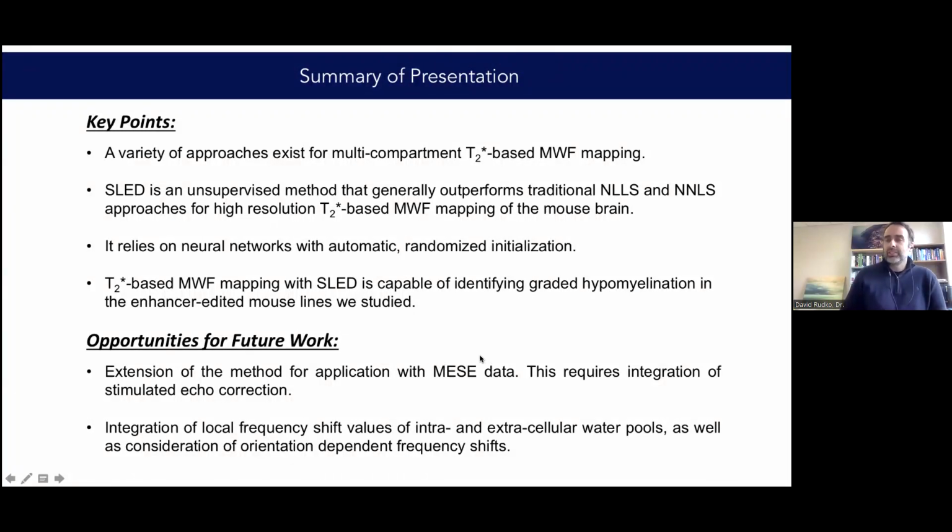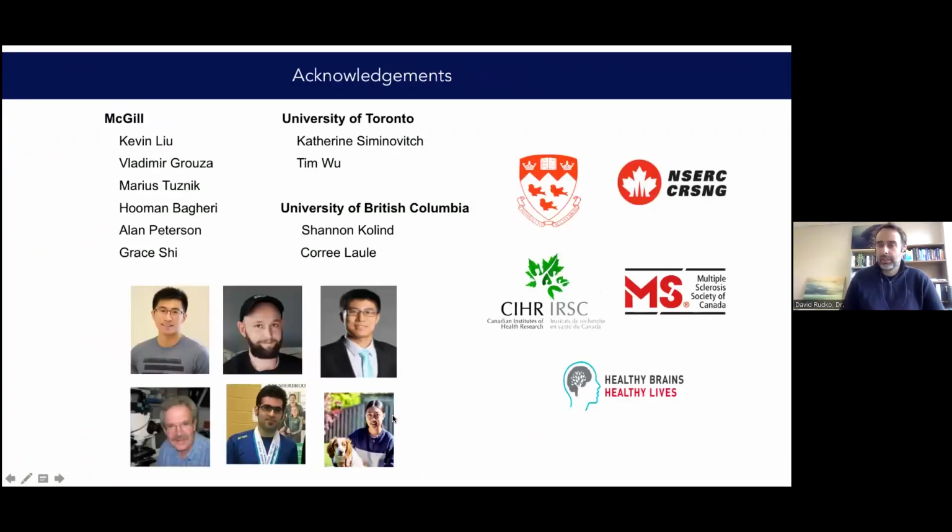So he's seeking to develop a mathematically differentiable model of EPG for fitting MESE data or GRACE data. And as has been alluded to from a few questions in Vlad's talk, integration of the complex fitting model with local frequency shift values for intra and extracellular water pools, as well as orientation-dependent effects. So with that, I'll conclude.